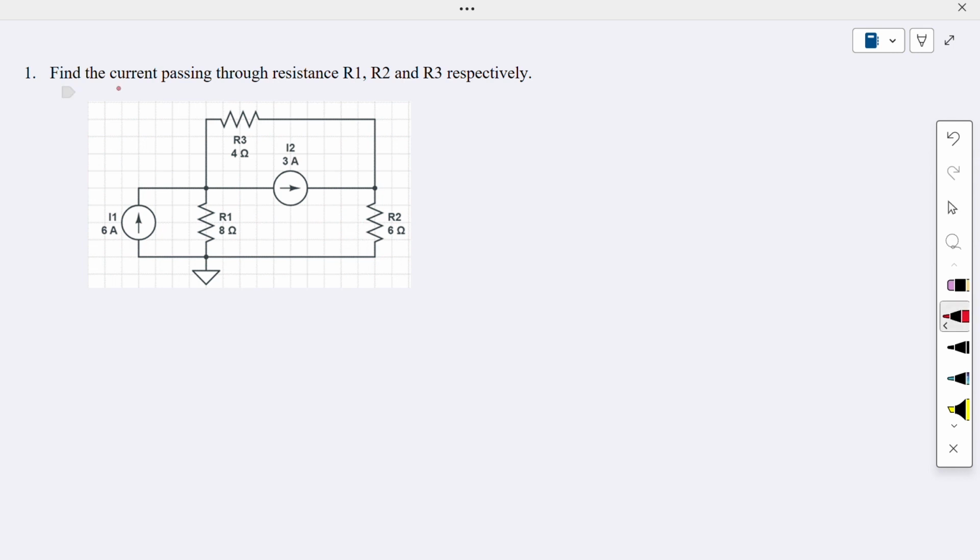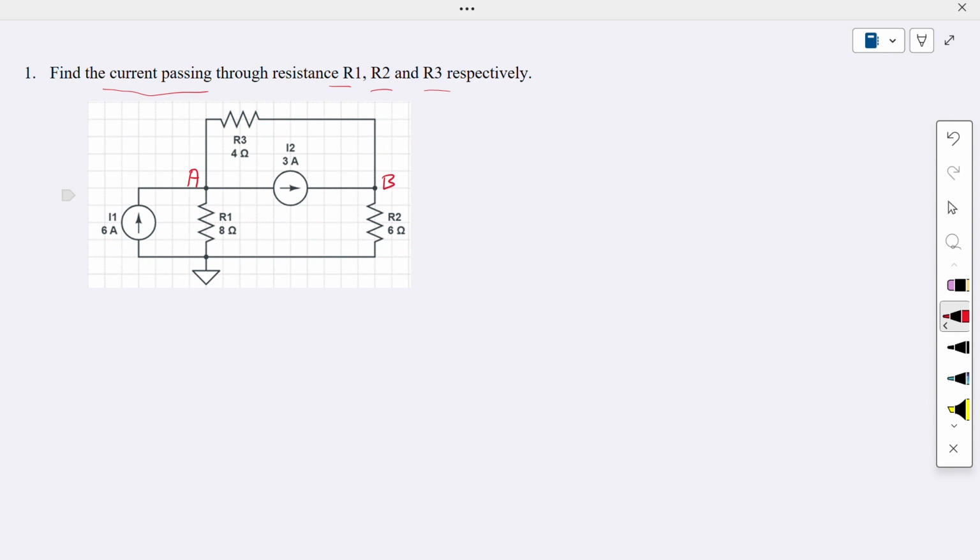This question is to find the current passing through resistance R1, R2, and R3. To solve this, we can use Kirchhoff's current law. First, we need to assign the unknown nodes. Let's assume that this node is node A, and this is our node B.